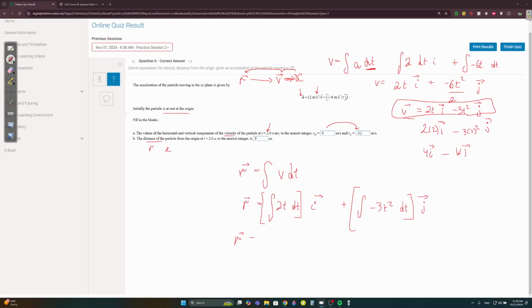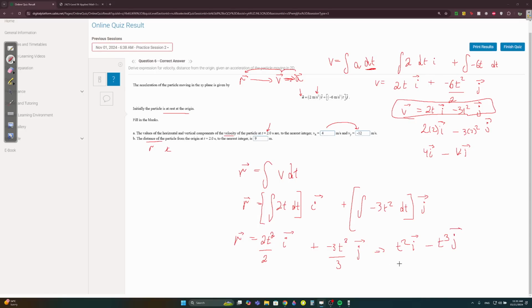So r is equal to the integral of 2t: take the 2 down, increase the power by 1 to get t squared, and divide by the new power, plus the integral of minus 3 t squared, take the minus 3 out, increase the power by 1 and divide by the new power, j. What is it going to be equal to? 2 over 2 gets cancelled, so it's going to be t squared i. Minus 3 over 3 is minus 1, so minus t cubed j.